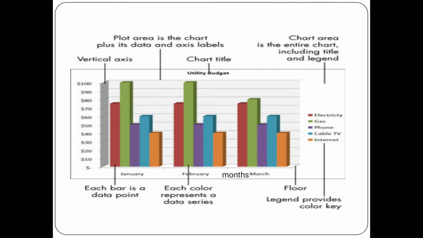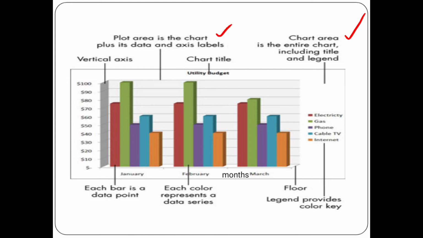What is the use of chart area? Chart area is the entire chart and all its elements, including title and legend. Next one is plot area. Plot area is the area of the chart bounded by the axes, including the data and axis labels.